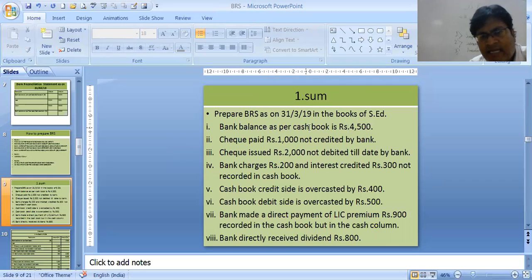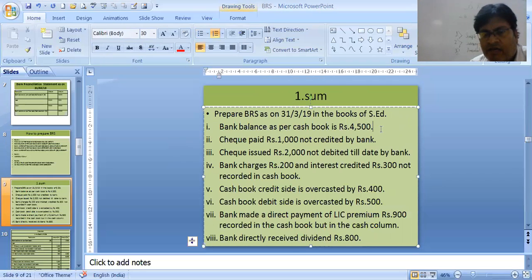Given: bank balance as per cash book rupees 4,500. So the first step is to find out the balance. This is the first line where the balance is given: bank balance as per cash book rupees 4,500. So let's see this one, 4,500.